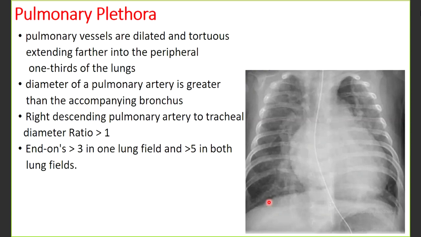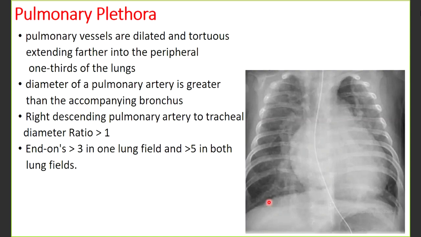Let us say, for example, an ASD patient with a large ASD and a large shunt from left to right, but there is no increased pulmonary vascular occlusive disease. That means the patient has not developed any features of Eisenmenger physiology. Such patients will have increased pulmonary plethora, dilated pulmonary arteries, but no peripheral pruning.